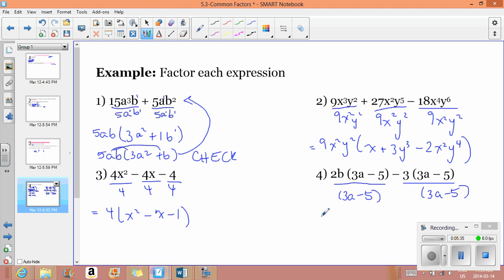So if we divide this, the part that we're dividing goes in front, and then we would divide that. So those are the exact same thing. So just like 2 divided by 2 would be 1, 3a minus 5 divided by 3a minus 5 is 1. So we're left with 2b minus 3, and then that one's factored.